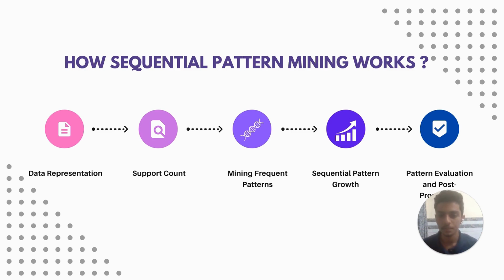The third one is mining frequent patterns. In the third one, it is a combination of both the two. After the first and second processes, the third one is done, in which the mining of the pattern is done after the support count. The fourth one is sequential pattern growth, in which the sequence of pattern growth is identified, analyzed, and then taken into consideration.